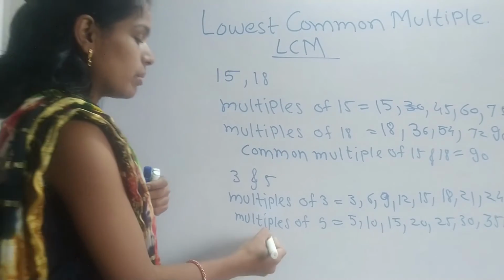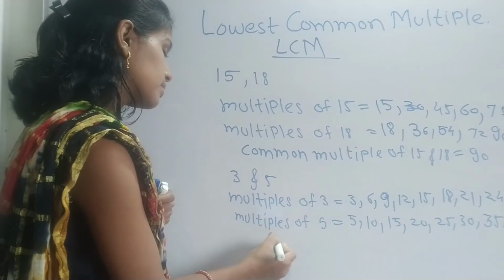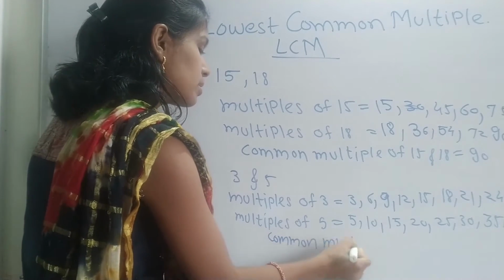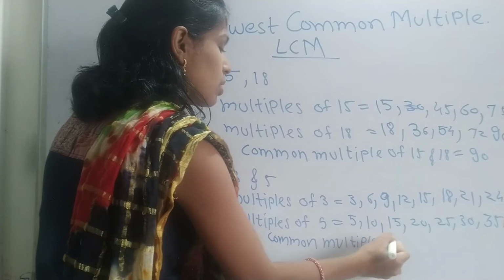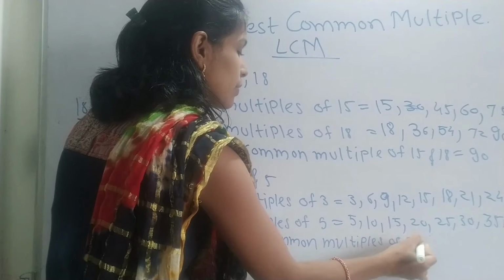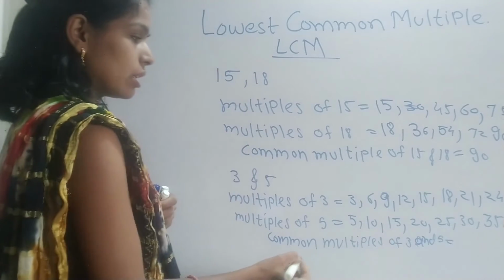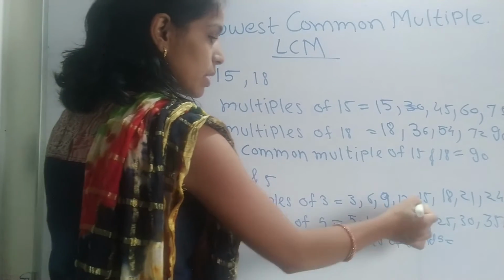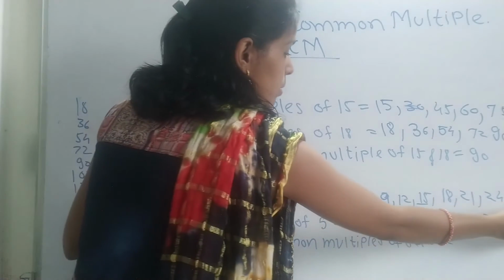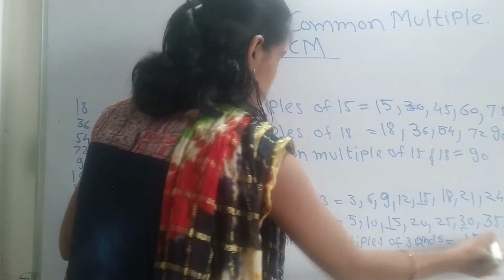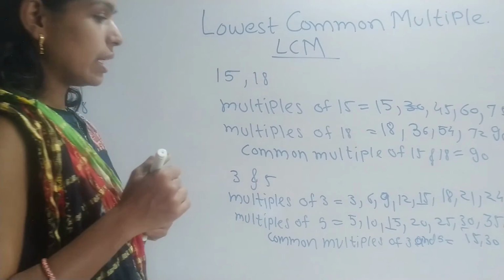Now, what are the common multiples of 3 and 5? See here, what are the common multiples? The first common multiple is 15, the second common multiple I think is 30. So 15 and 30 are the common multiples of 3 and 5.